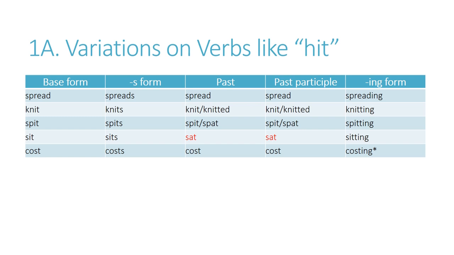The last one, cost, follows the same pattern as the others, cost, cost, cost. But there's something different with the ing form. Cost is what we call a non-action verb. That means we don't normally use this with the ing form. For example, you would not say, that is costing $5.